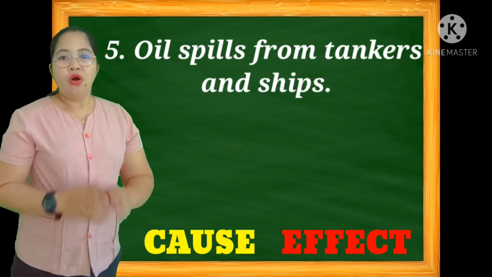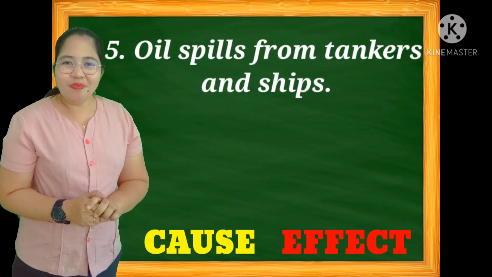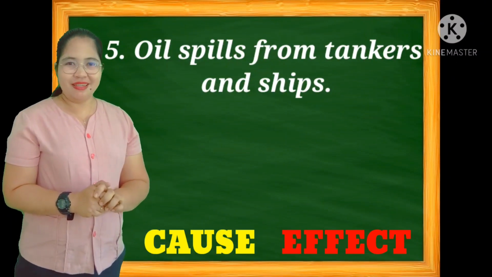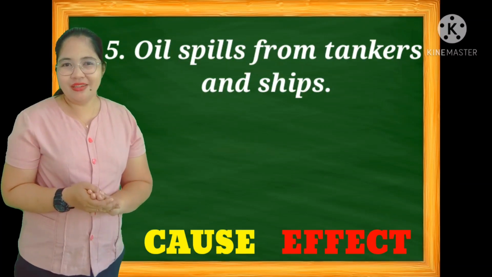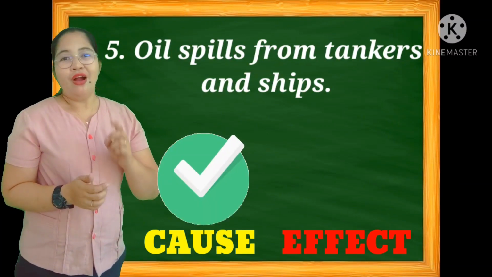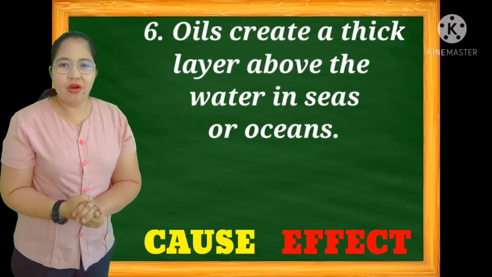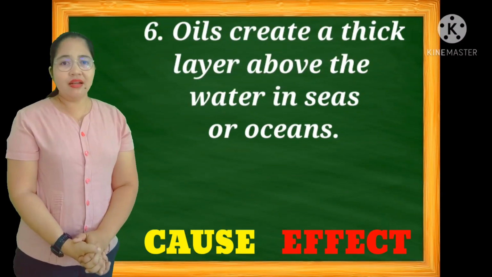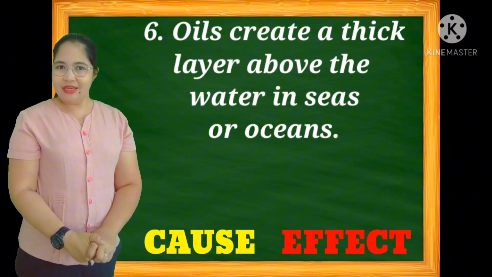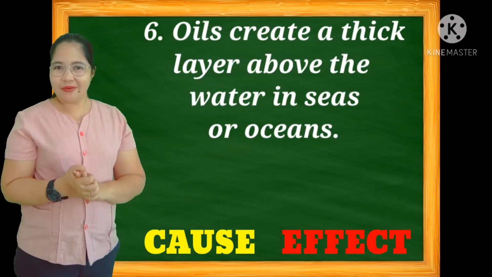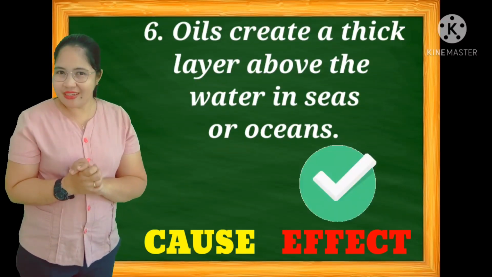Number 5. Oil spills from tankers and ships. It is a cause or effect. What is your answer? The answer is cause. Very good. Number 6. Oils create a thick layer above the water and seas or oceans. And it is a cause or effect. The answer is, it is an effect.